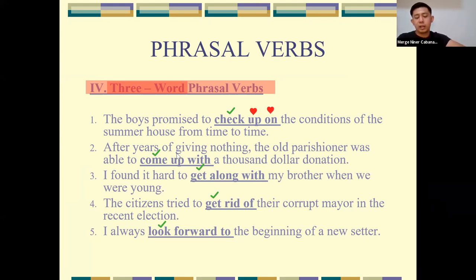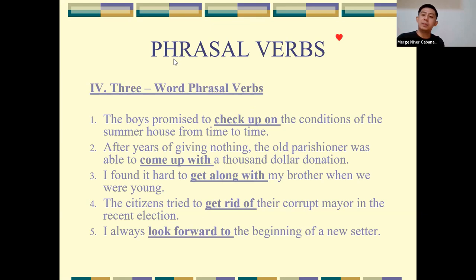Come up with, come is your verb, up and with are your prepositions. Get along with, along and with are your prepositions. So you get the point. A three-word phrasal verb at the bare minimum will be a structure of a verb plus two prepositions. So that is how we make a three-word phrasal verb. Again, the verb's meaning will be completely different even with just one preposition.